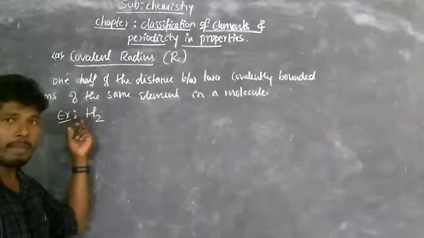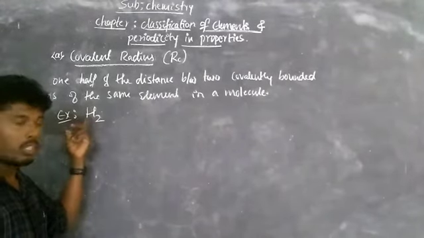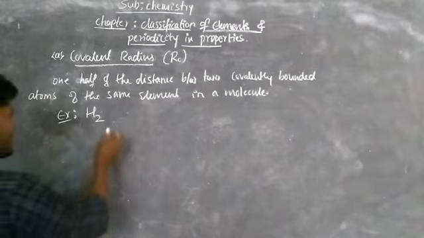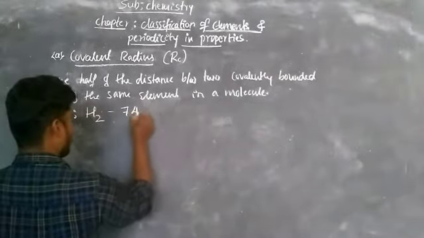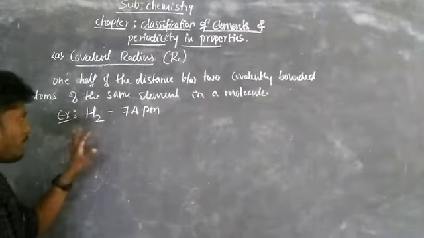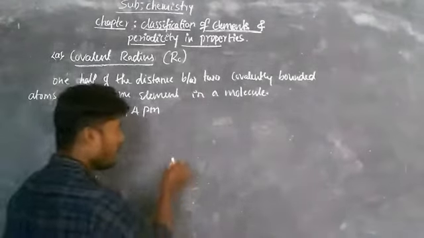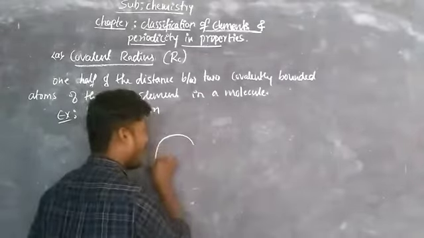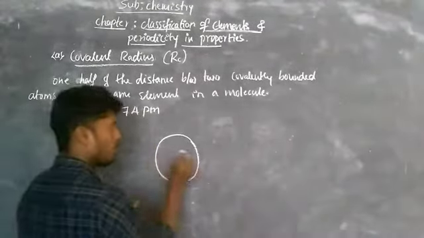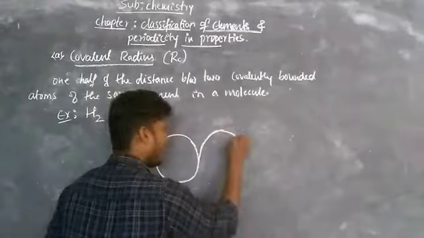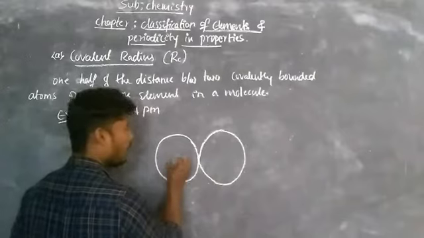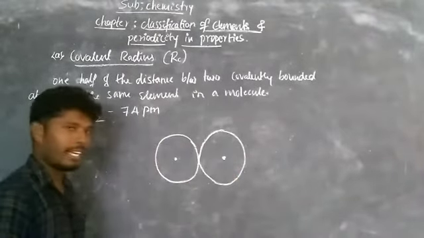Here H is an element. Now the covalent radius of the hydrogen molecule is 74 picometer. As you know, this is a hydrogen molecule. This is the first hydrogen atom and this is the second hydrogen atom. This is the center of the nucleus.